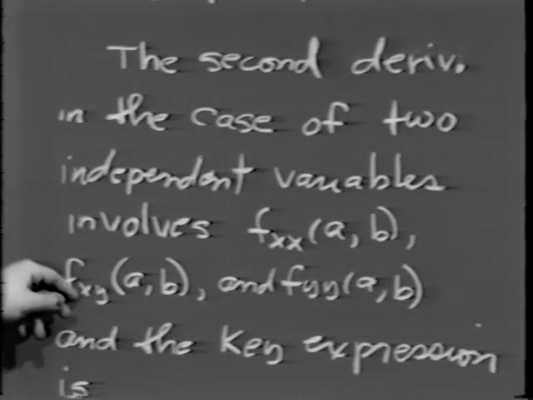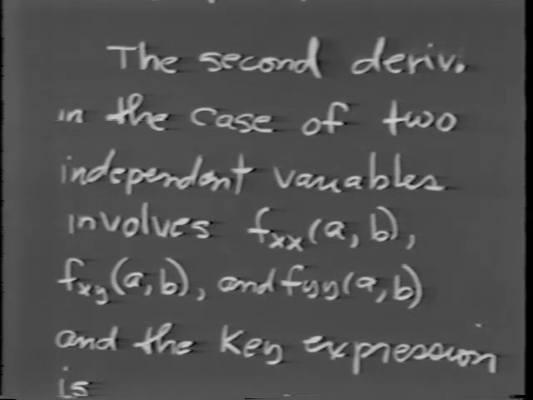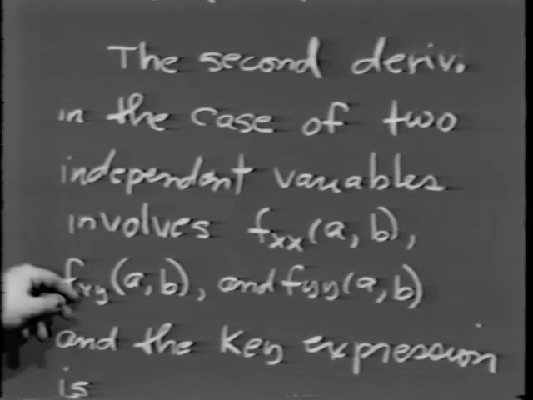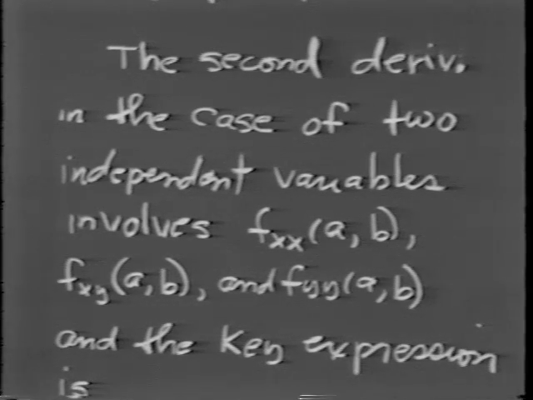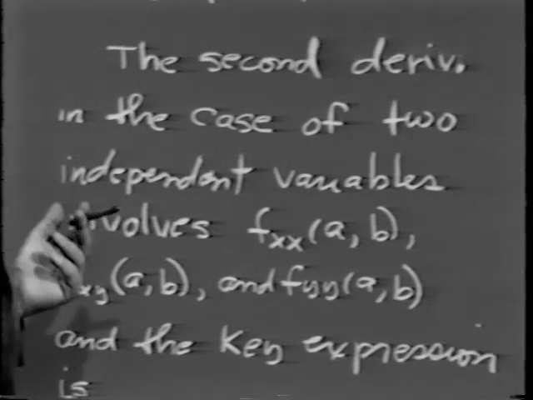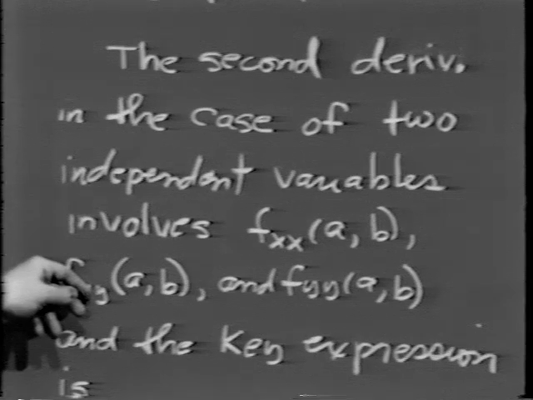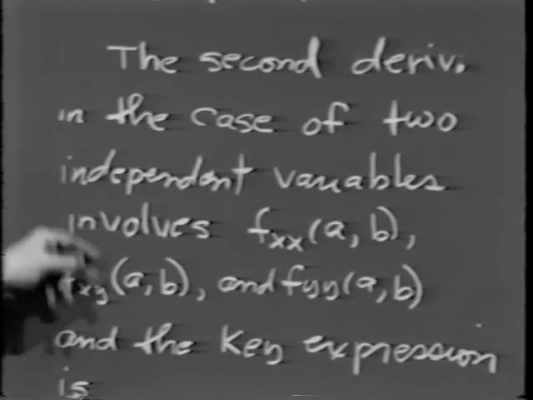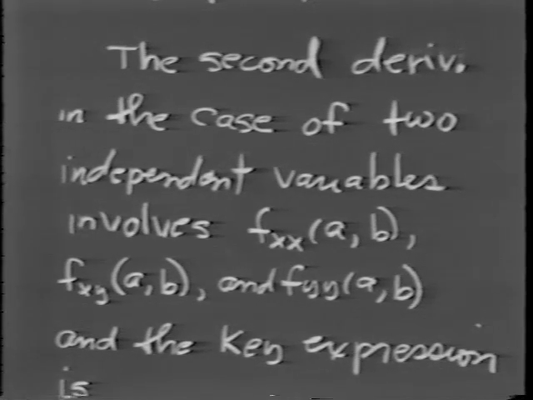Or you might have differentiated first with respect to x and then with respect to y, in which case it would have been f sub xy of A comma B. In fact, I should be careful here. There should be a fourth one here too, and that is f sub yx, namely first differentiate with respect to y and then with respect to x.